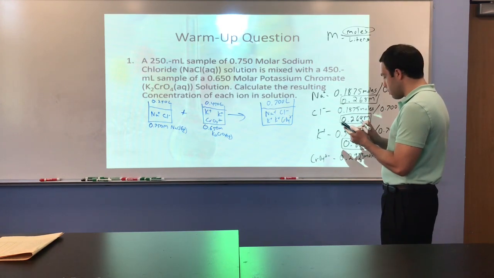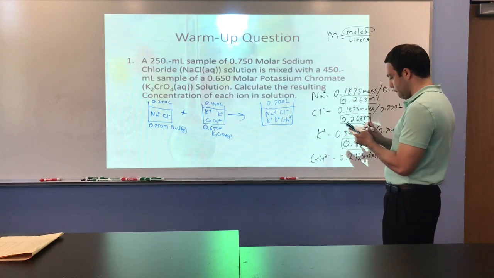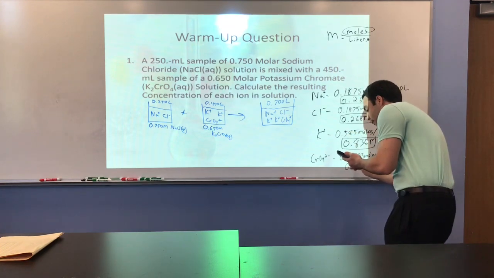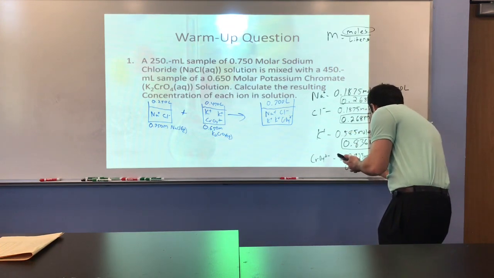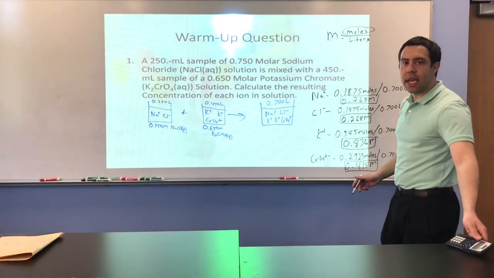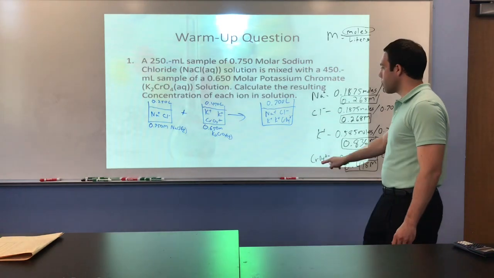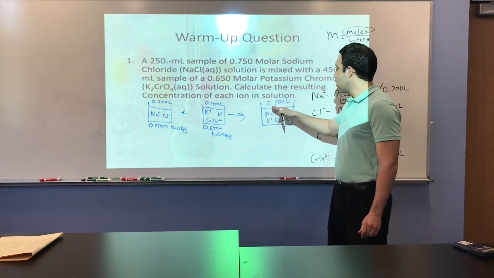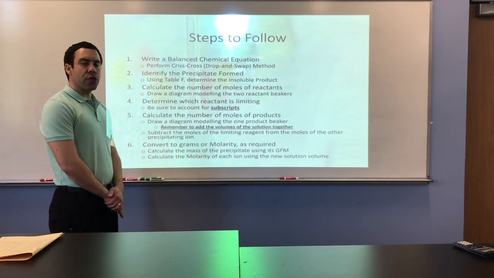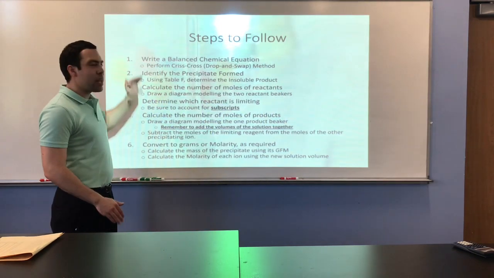Round to 3 significant figures, you get 0.418 molar. And as you can see, the molarity of the chromate did go down when we diluted the solution. When solving these monstrous equations, I recommend following these steps.